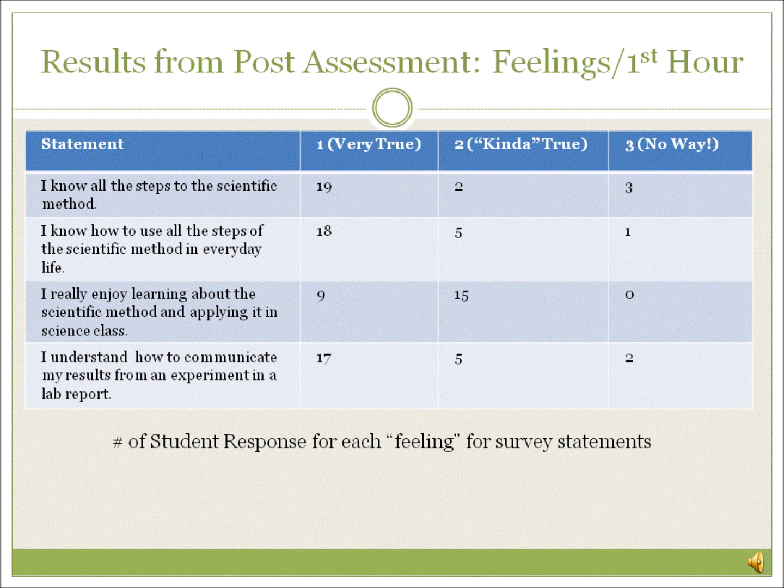On the survey section of the post-assessment for 1st hour, the students had to rate 4 statements from 1 to 3, just like they did on the survey section of the pre-assessment, with the exception that there was a new 4th statement for them to evaluate. I know all the steps to the scientific method and how to use them in everyday life and how to communicate my results from my lab experiment and a lab report were all rated very true.